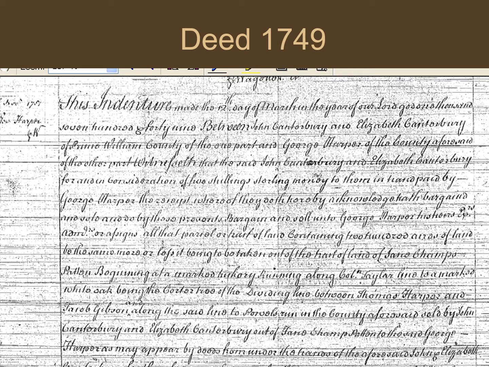Here is an image of a deed taken from microfilm. You can see it is not as clear as we would like. The grantors are John and Elizabeth Canterbury. The grantee is George Harper.